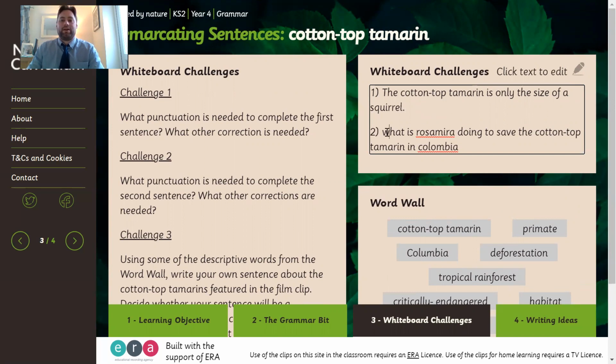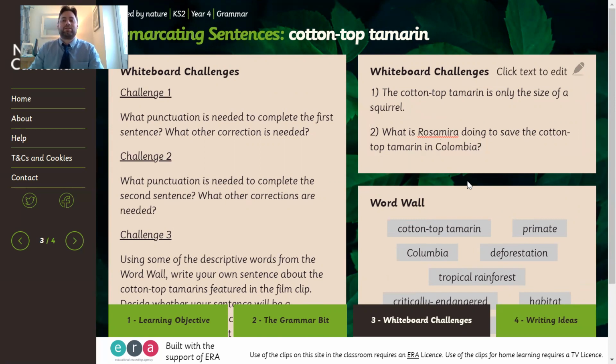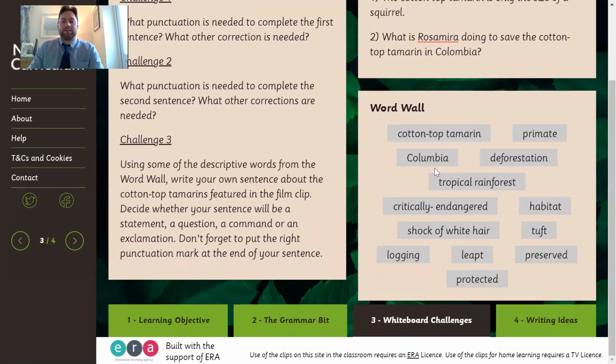And then here, what needs to be a capital letter? Now, Rosa Maria was the name of the lady in the video, so her name is a capital letter. To save the cotton top tamarin in Colombia. And what is Rosa Maria doing? It's a question, isn't it? We're trying to find out information, so it ends in a question mark.